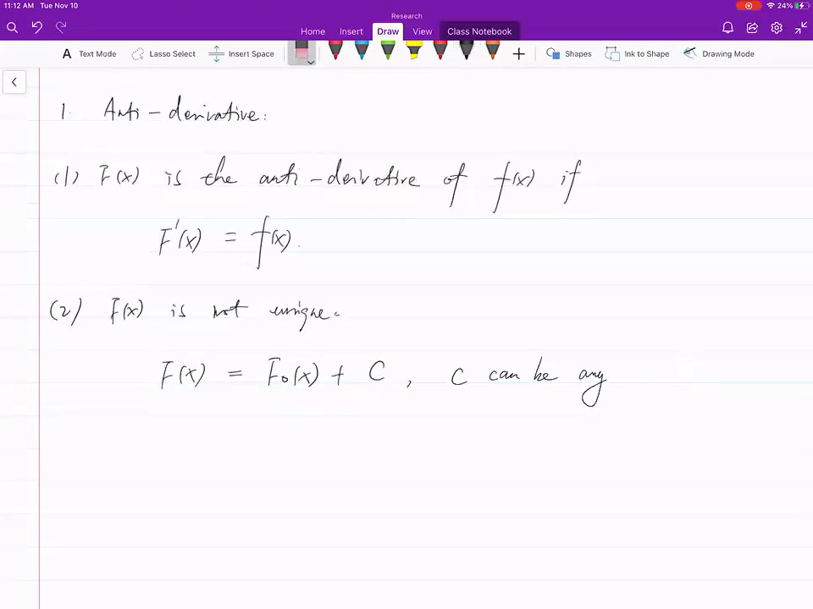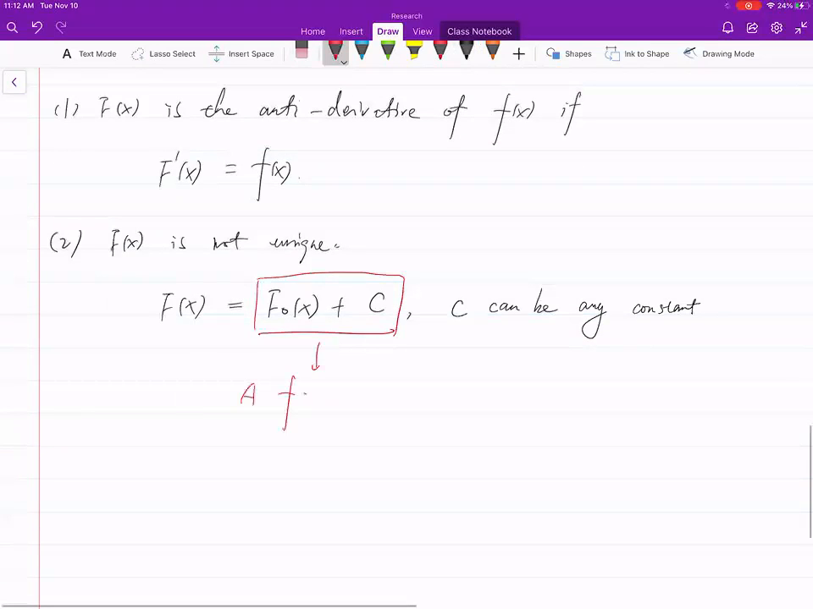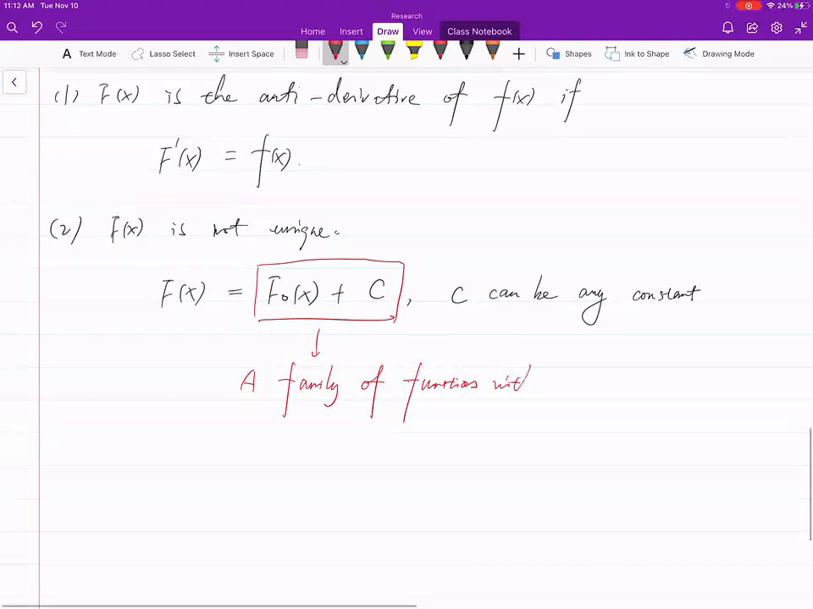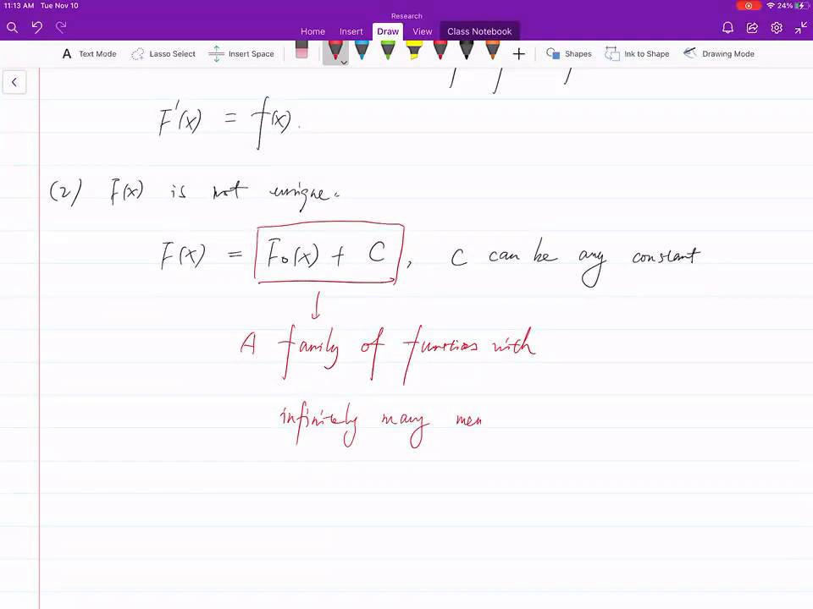So what you see here is really not just one function. What you see here is what we call a family of functions, with technically infinitely many numbers. So it's a big family. Let's just use the word member. So you're talking about a lot of functions: x squared plus 1, x squared plus 2, x squared plus anything.